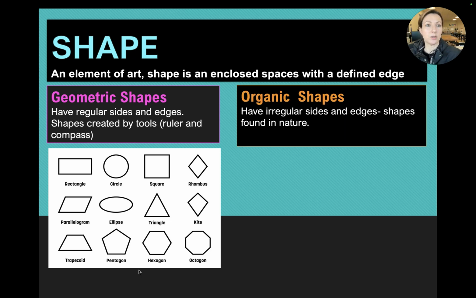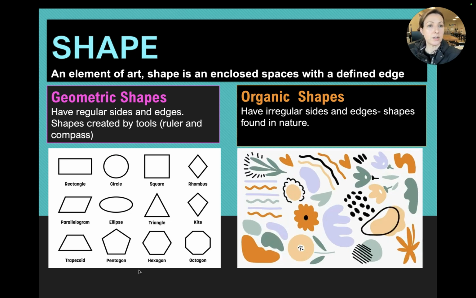The other type of shape is organic. They have irregular sides and edges. These are shapes that you would find in nature. So here's an example of some organic shapes. You need to be able to identify which one is which in art and the art of others.